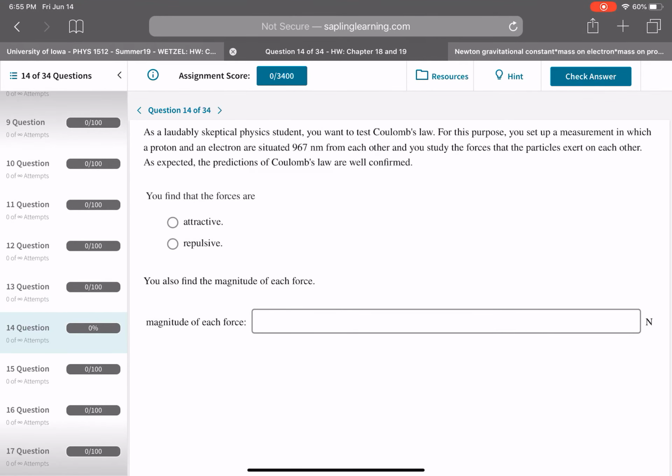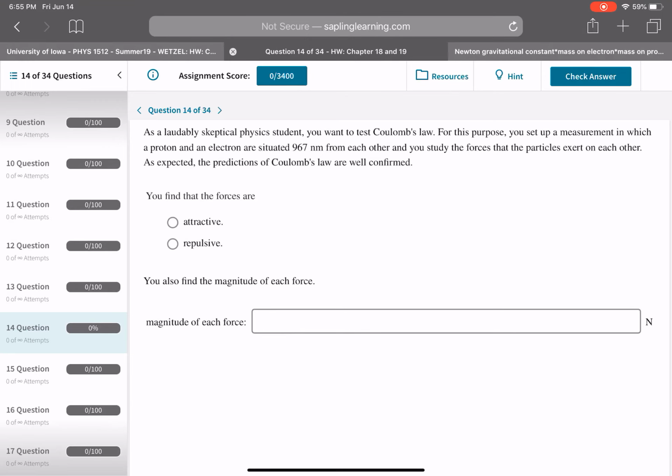Okay, question 14. As a skeptical student, you want to test Coulomb's law. For this, you set up a measurement. You've got your proton, your electron, 967 nanometers from each other, and you want to know the forces. You find that the forces are what? Well, one's minus, one plus, so they should be attracted to each other, right? And then you also want to find the magnitude of the force.